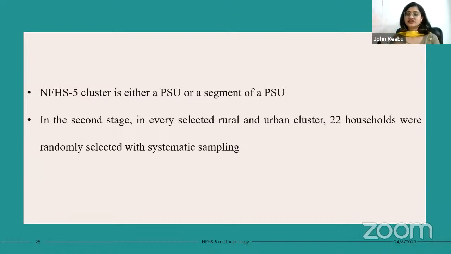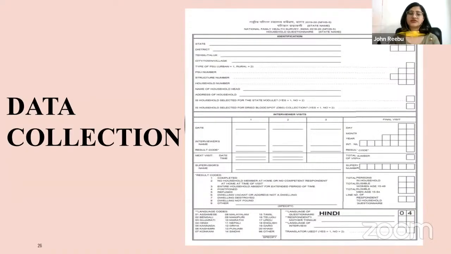In the second stage of division, as I mentioned, they took 20 households. Actually, they had chosen 22 households, but they interviewed only 20 households. The reason for 22 households was to allow for 10% non-responsiveness. But coming to data collection, I'm handing over to Dr. Robinson.